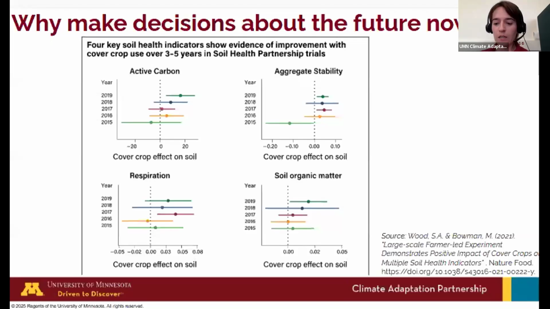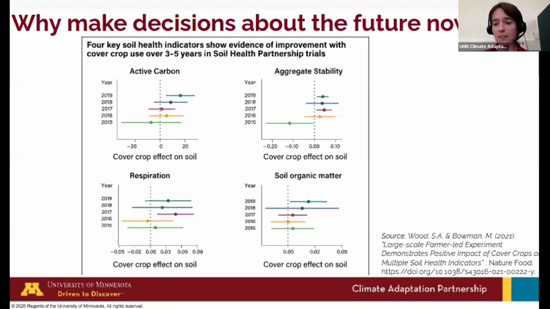For example, in the researchers' data set, aggregate stability increased by only 1% per year on fields using cover crops than those that did not, and soil organic matter increased by only 1/10 of a percent more per year. So again, it's going to take time to build resilience in our operation.